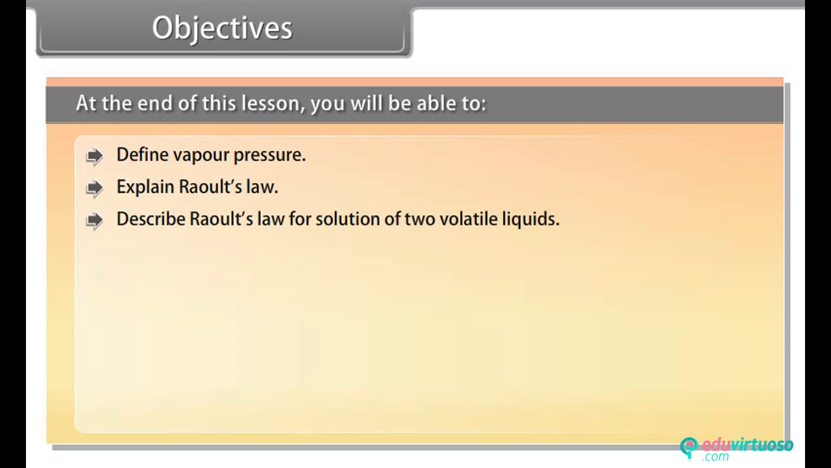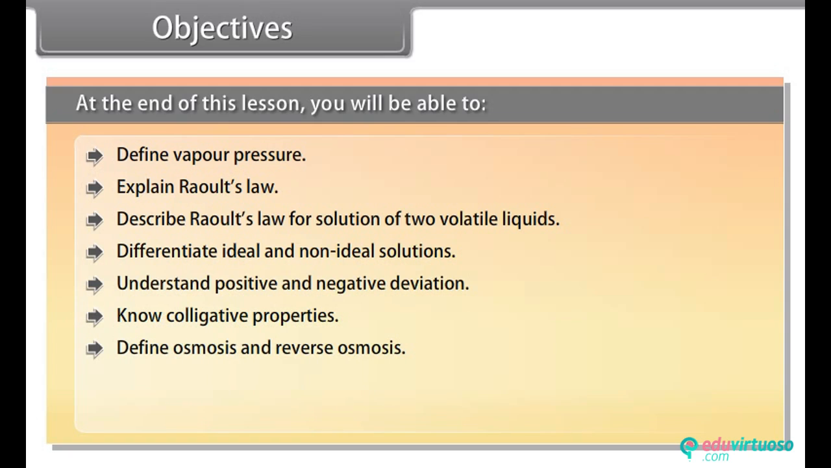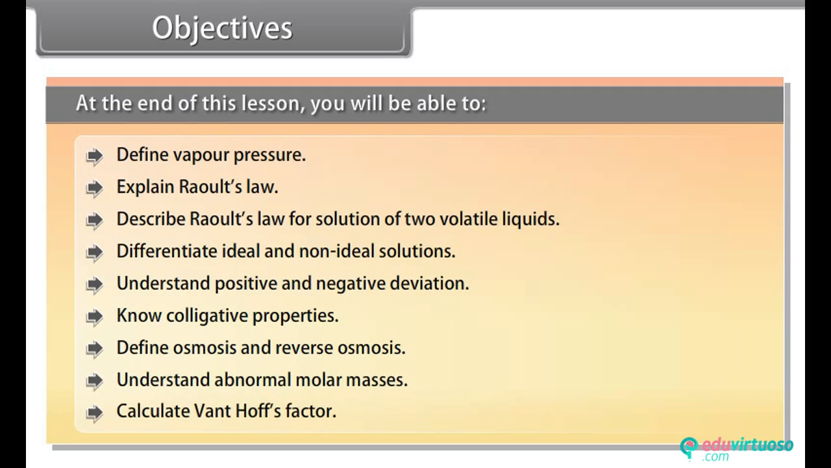Objectives. At the end of this lesson, you will be able to define vapor pressure, explain Raoult's Law, describe Raoult's Law for solution of two volatile liquids, differentiate ideal and non-ideal solutions, understand positive and negative deviation, know colligative properties, define osmosis and reverse osmosis, understand abnormal molar masses, and calculate Van't Hoff's factor.